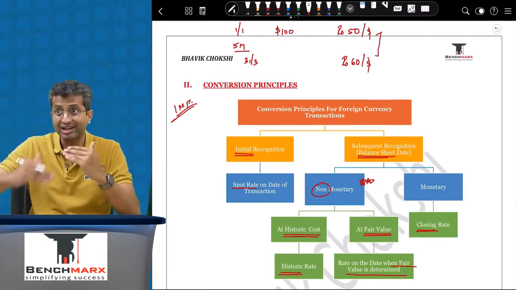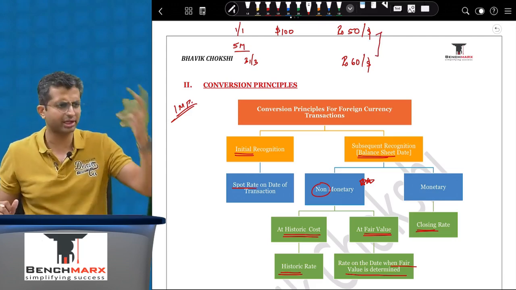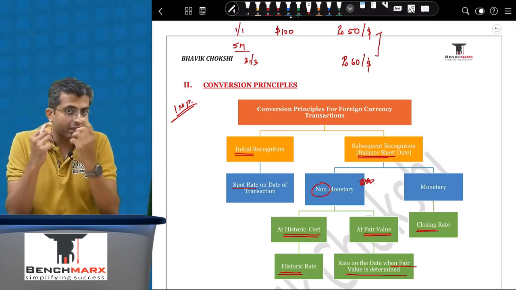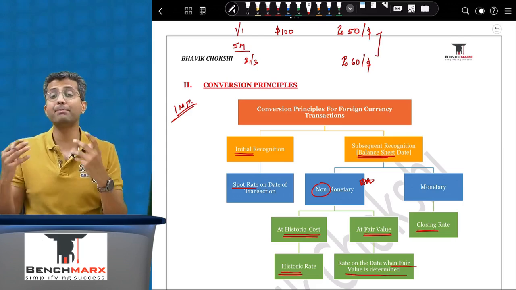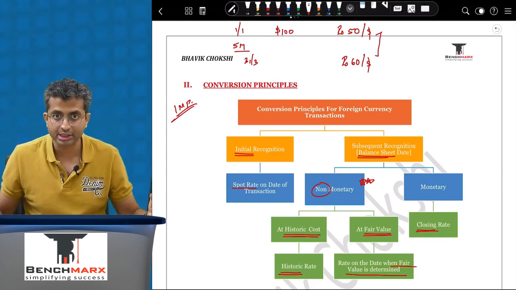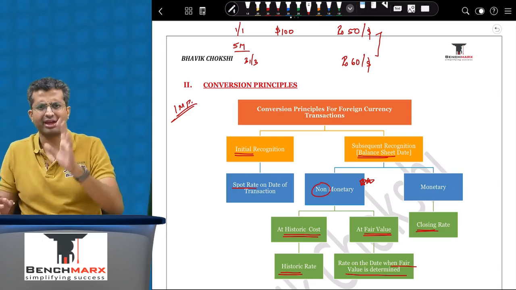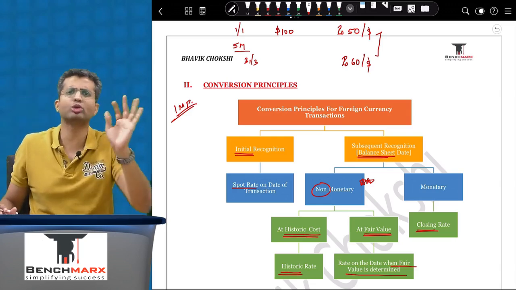Where should this 1000 go? Debtor account debit, fair enough. Credit kisko jayega? Well, this difference of 1000 is arising because of changes in exchange rates. And as a result, the law says that this should typically be taken into the profit and loss account.